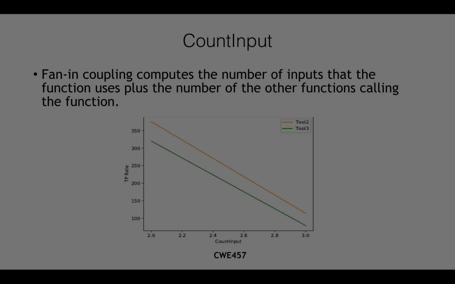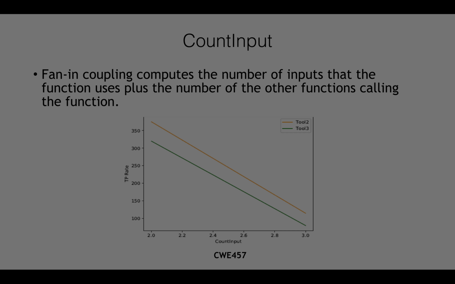In this slide, we're going to discuss the behavior of a static code analysis tool based on the count input or fan-in metric. This metric belongs to the object-oriented metrics and computes the number of inputs that the function uses plus the number of other functions calling the function. The inputs may be classified into global variables that are used in the function and the parameters. For our experiments, Understand computes the value of the software engineering metric at the function level.